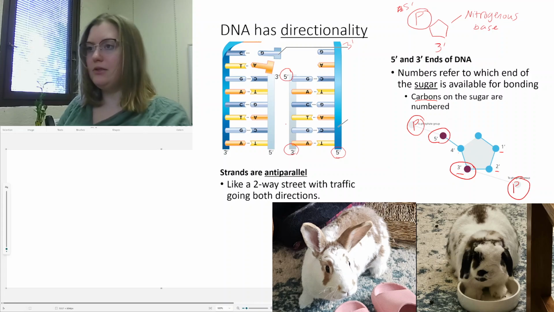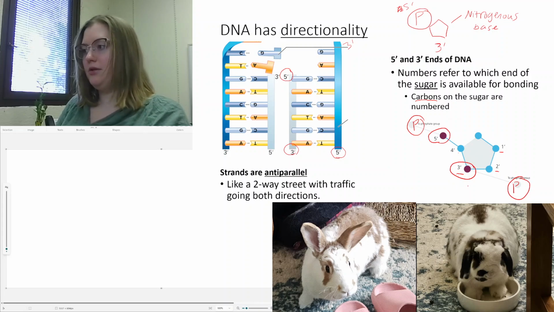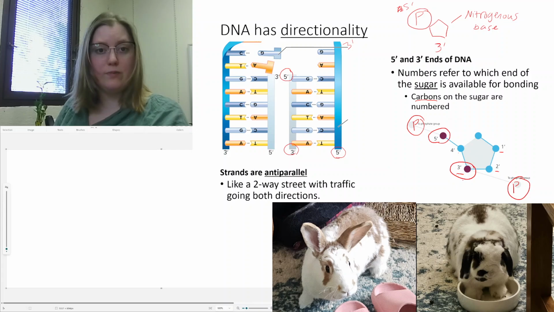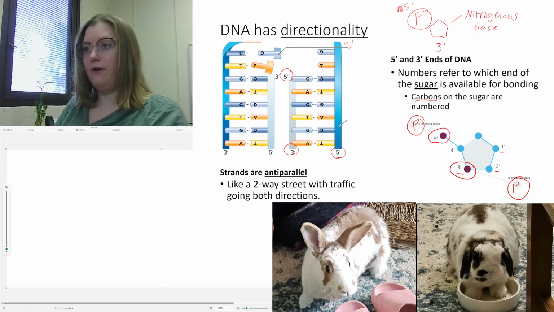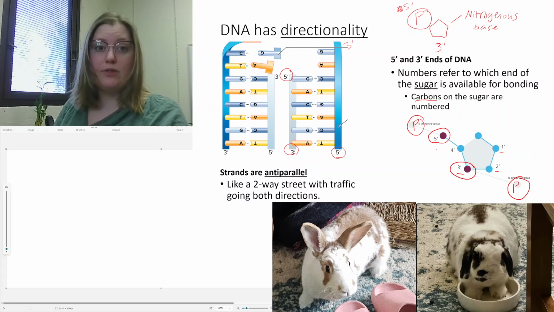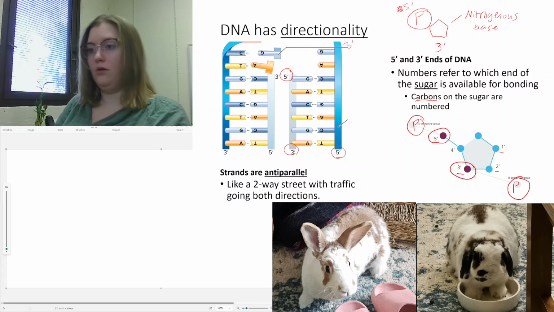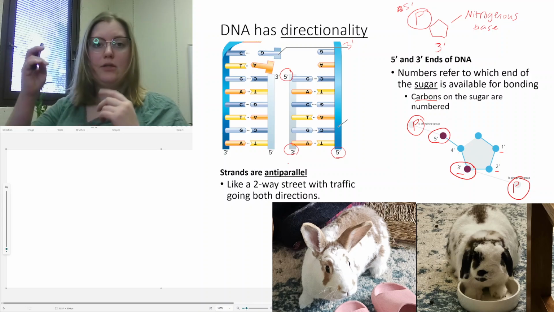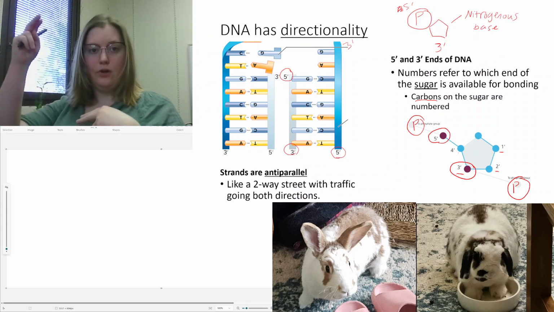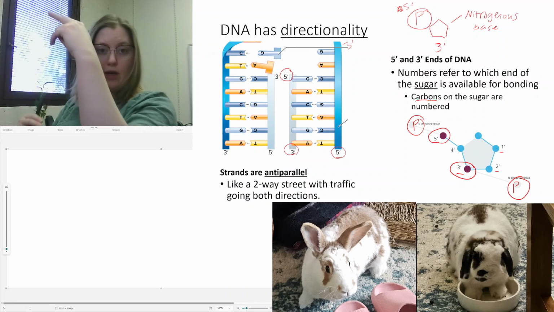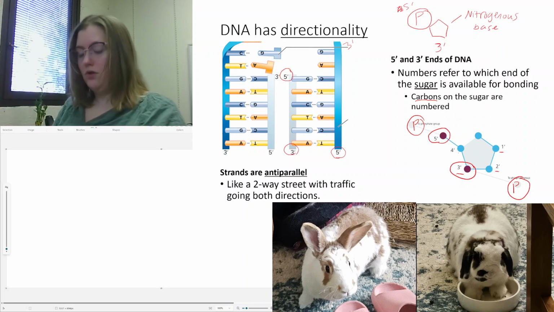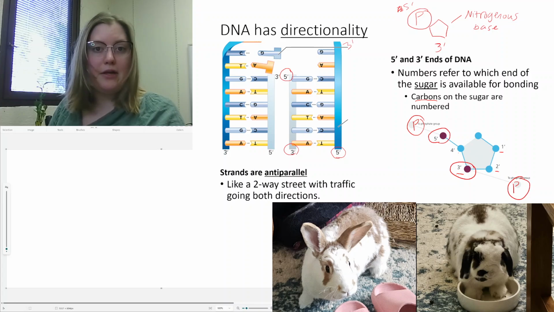So on the 3' end, this 3' carbon is exposed and available to bond. And on the 5' end, the 5' carbon is exposed and available to bond. Okay? Now, because our complementary strands have their 5' and 3' running in opposite directions, you can think of this like two-way traffic on a street, right?